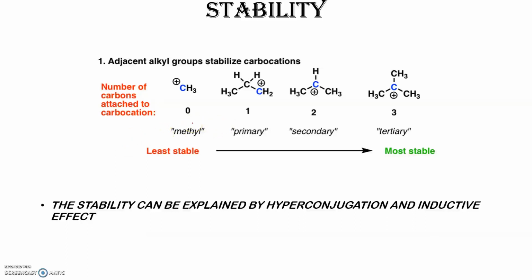The methyl carbocation will be less stable than the primary, and the primary will be less stable than the secondary, and the secondary carbocation will be less stable than the tertiary. So the tertiary is the most stable and the methyl is the least stable. This order of stability can be explained by hyperconjugation and inductive effect. If you didn't check out our video on hyperconjugation and inductive effect, please check it out. I'll provide the link in the description below.